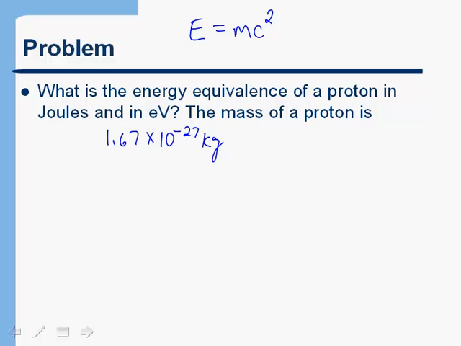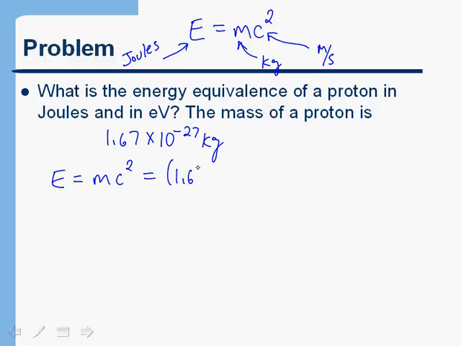The one thing that you have to be careful of here is that the energy has to be in joules, and the mass in kilograms, and then c has to be in meters per second. Okay, so to figure out how much energy there is in the mass of a proton, we just plug into E equals mc squared.